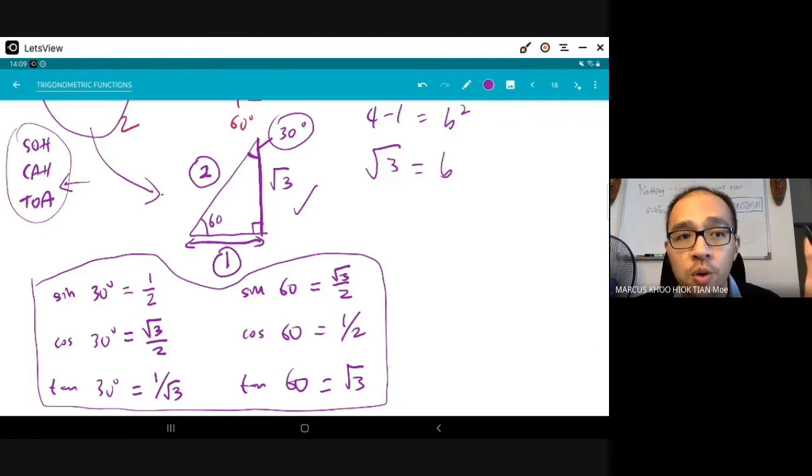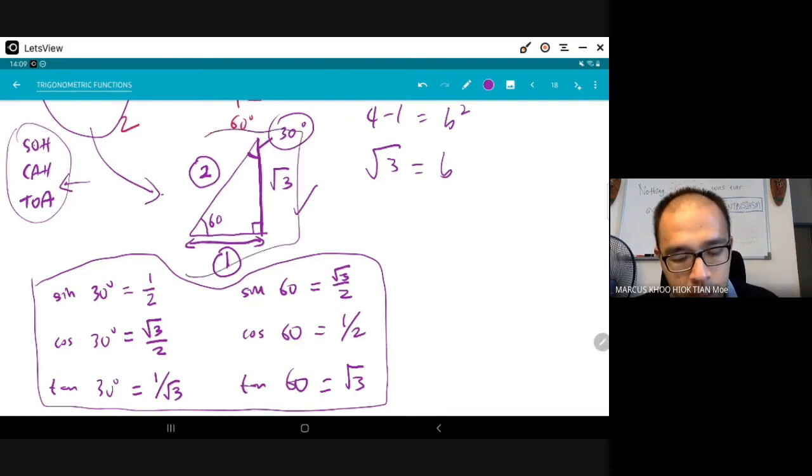What does SOH-CAH-TOA mean? It's something that you learn in Form 3. I'm sure that when you learn maths this year with Cikgu Kok, she should have taught you this. This is a very basic mathematics skill: finding the value of sin, cos, tangent using SOH-CAH-TOA.